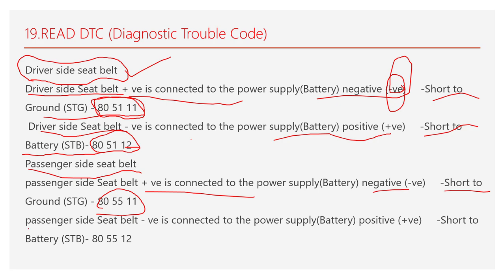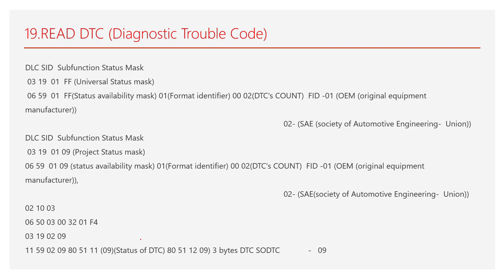So the passenger seat belt negative I've taken, and positive to battery. What will happen? Short to battery. So this is the DTC I'm getting. In the same way, when we give the instructions, then only the output will come here. So see here, I will explain one example.